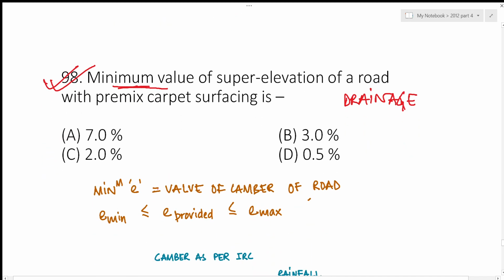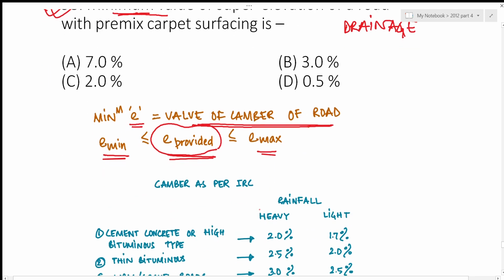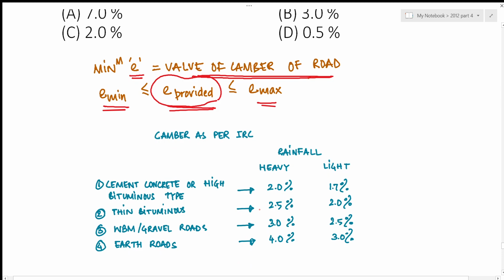So the minimum super elevation is equal to the value of camber of road, and this is the E minimum, this is the E max. The one which we provide is known as the E provided, which should be in between E minimum and E max. Now the camber as per IRC is given by this particular chart, right? So for cement concrete or high bituminous type, for thin bituminous type, for WBM gravel roads and for earth roads.